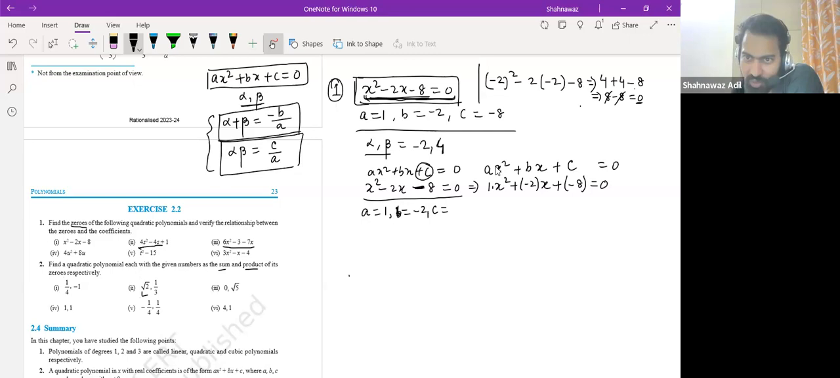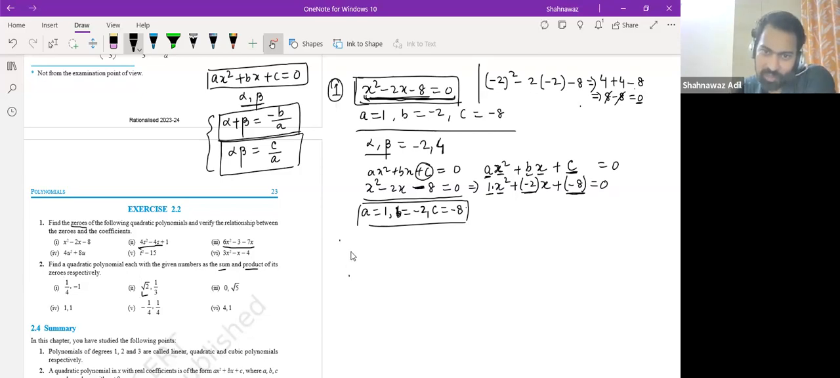So now you compare the coefficients. What is the coefficient of x square? In here it is 1, so a is equal to 1. Now what is the coefficient of x? b, and the coefficient in here is minus 2. Now compare the constant term: c, and in here it is minus 8. So now we have these three coefficients.